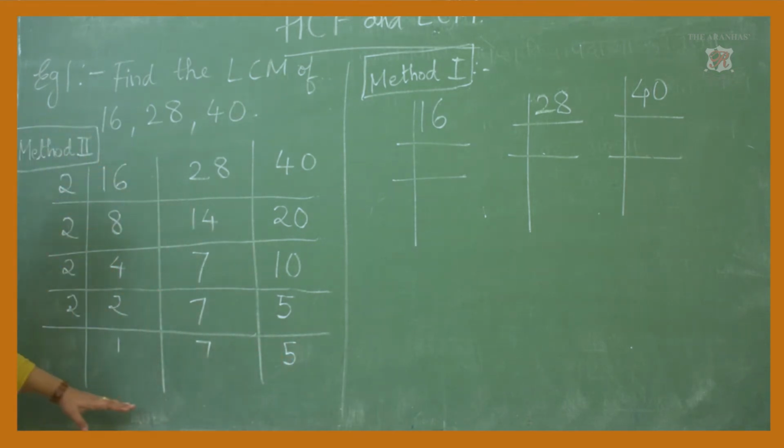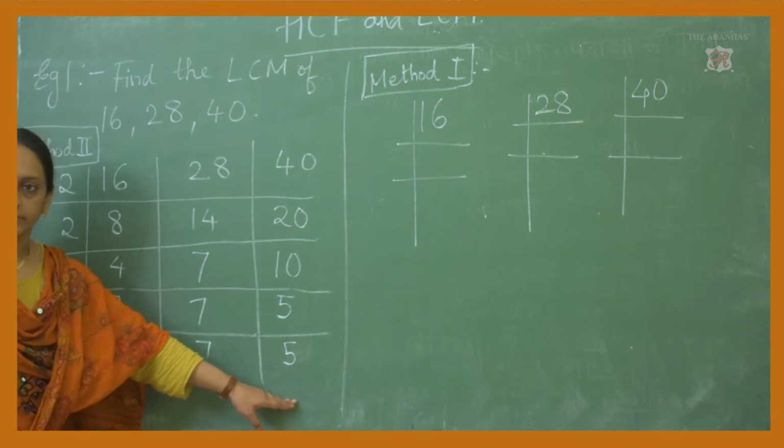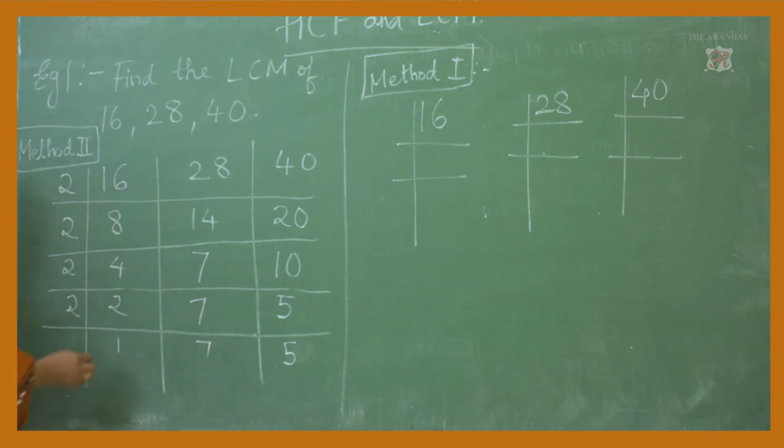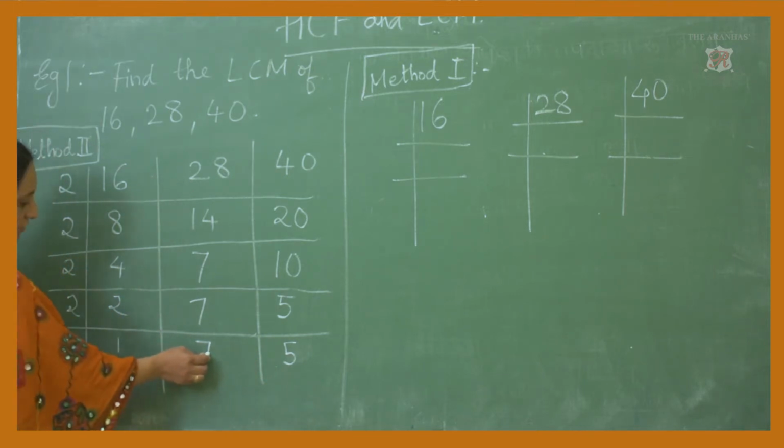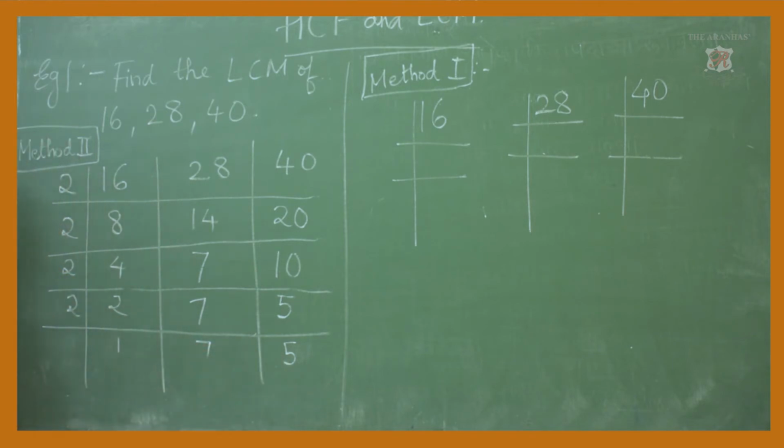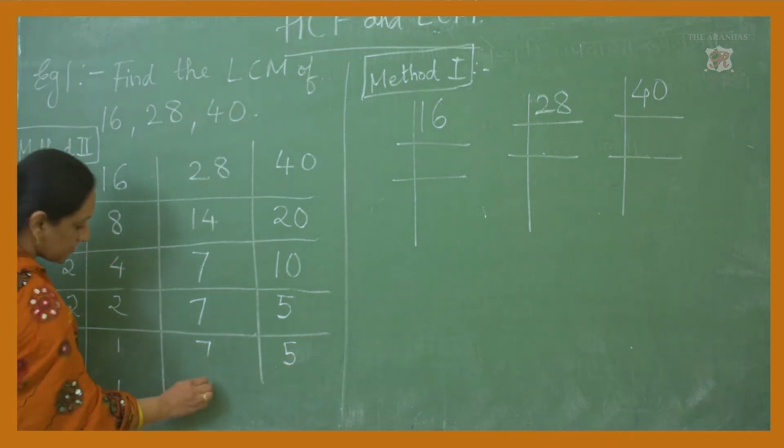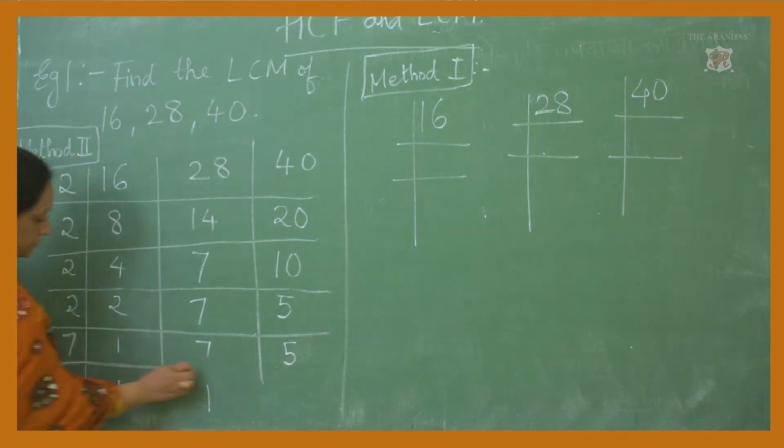Your aim is to get 1, 1, 1 at the end. Then only your sum will be over. Now here you got 1. Now 7 is there, 5 is there. What to do now? 7 does not come in any other table except its own table. So you will write 7 here. 7 will come down as it is.